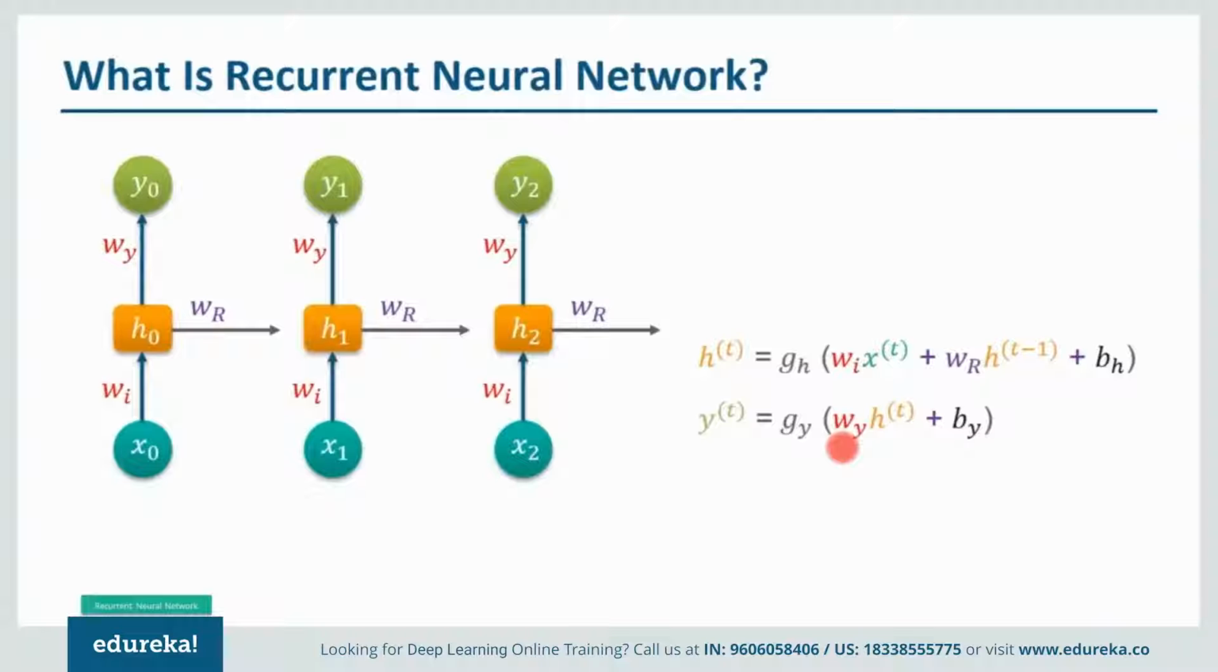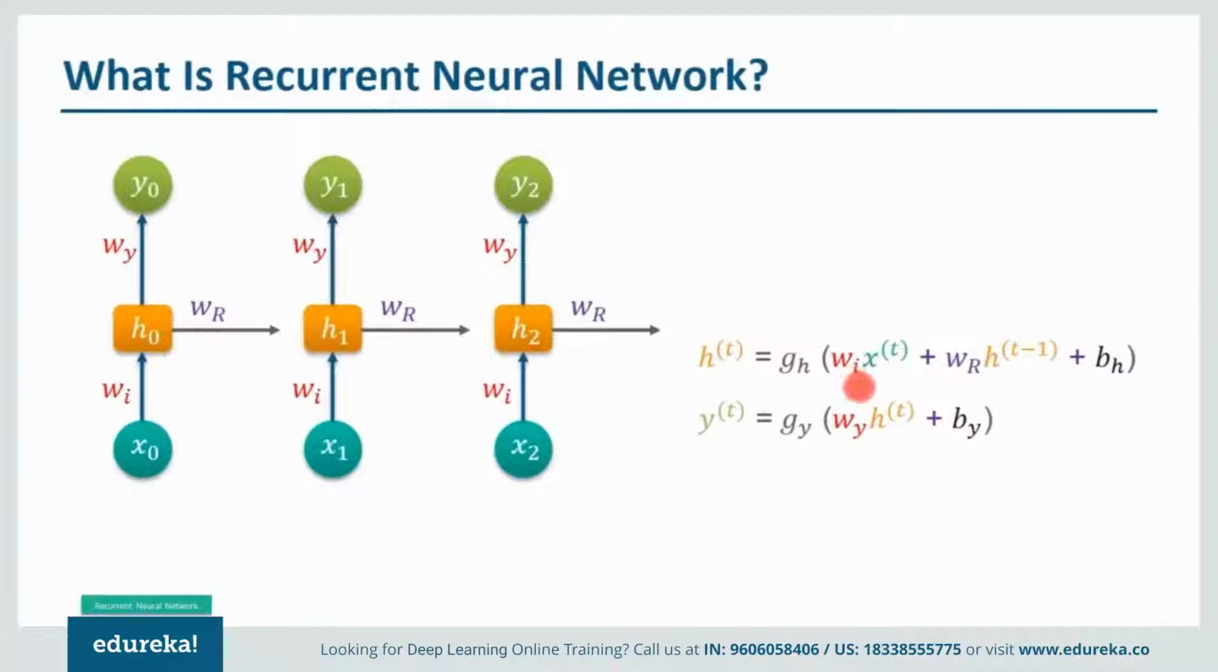For y naught, I'll multiply h of 0 with the weight matrix Wi and add a bias to it and pass it through a function g of y to get y naught. Now in the next timestamp, that is at time t equals 1, things become a bit tricky. Let me explain what happens here. At time t equals 1, I have input x1. I need to figure out what h1 is. So for that, I'll use this equation.